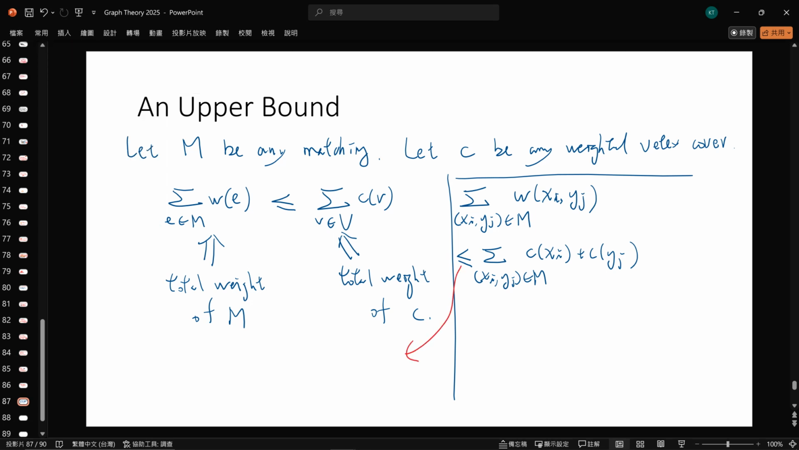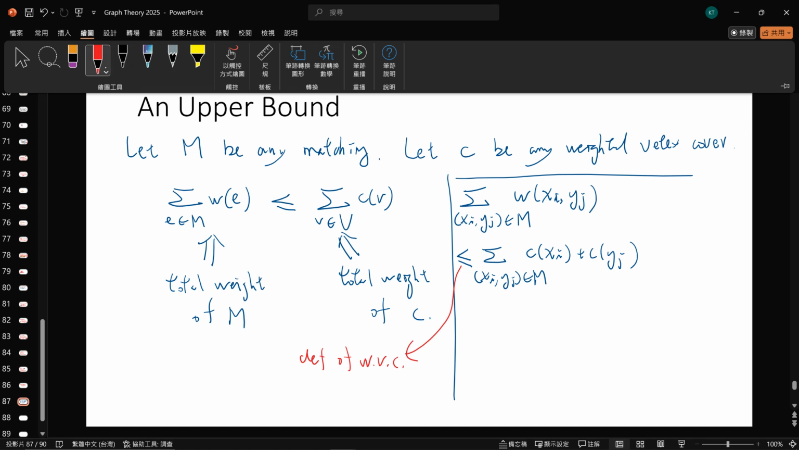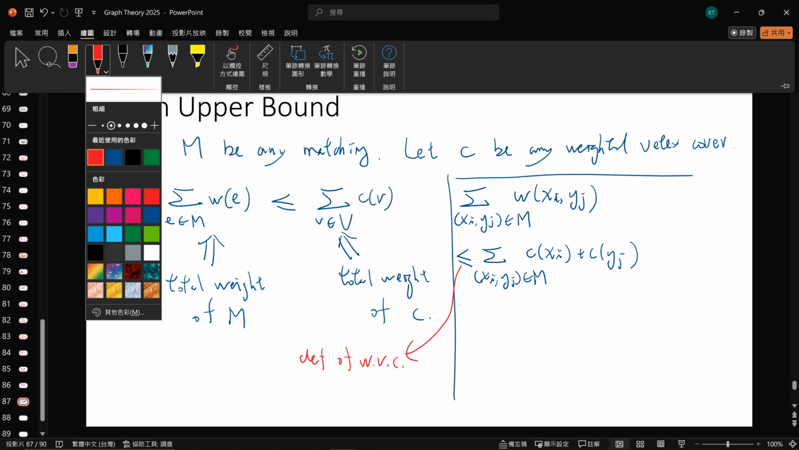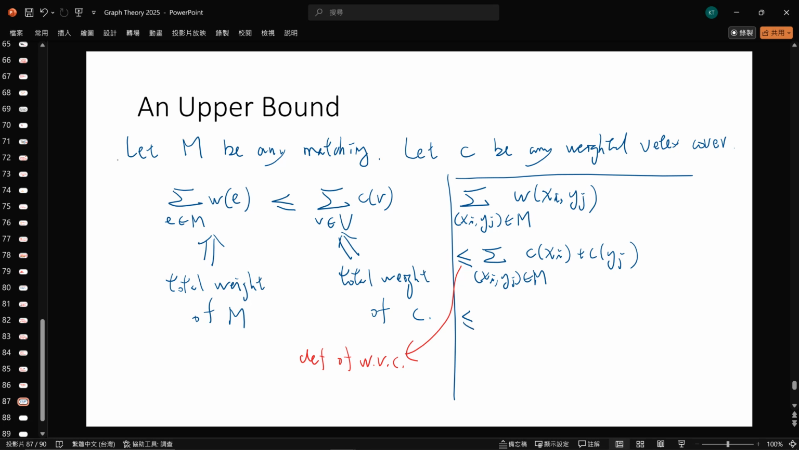So in this, we use the definition of weighted vertex cover. And I claim that this is at most the total weight of the vertex cover. Here I consider all the endpoints of a matching, and in the summation here I consider all the vertices in the graph.